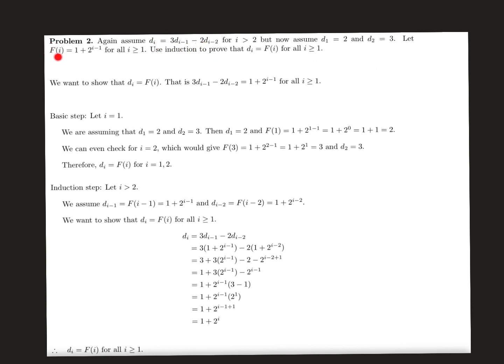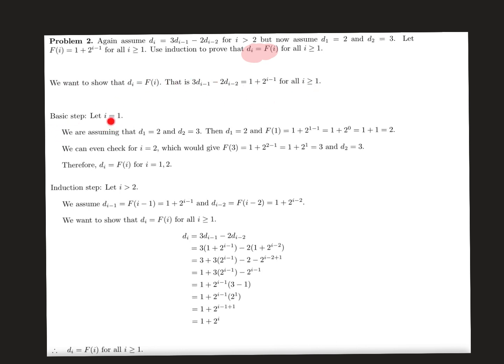So d3 is 5, and that is the sort of process for this one. Now we are also talking about this function f of I. This is equal to 1 plus 2 to the power of I minus 1 for all I greater than or equal to 1. Now we are using induction to prove that d of I equals f of I. So to do this, first we'll show that d of I equals f of I using the basic step. So this is just me restating what we want to prove.